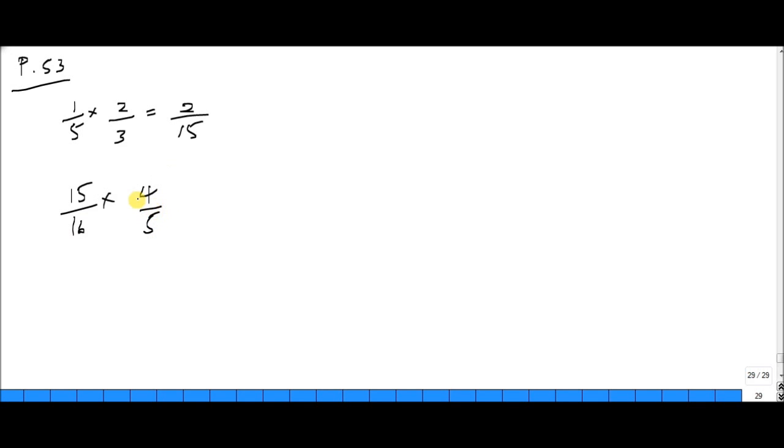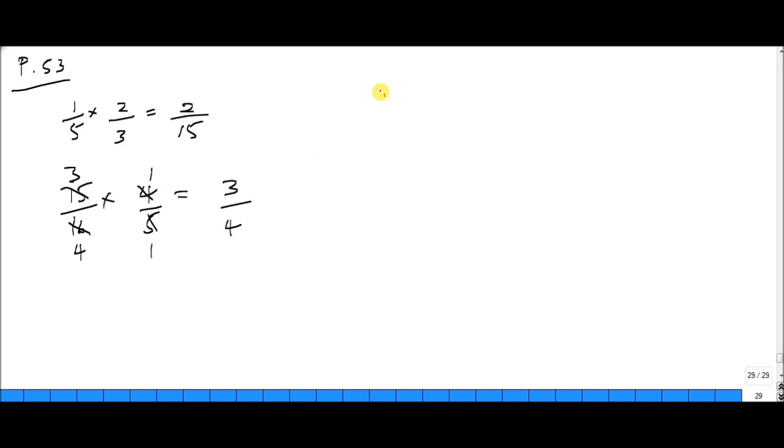4/5, and in this case they cross cancel. They say 4 into 4 will go 1 time, and 4 into 16 4 times. 5 into 5 1 time, and 5 into 15 3 times. Multiplying across now, they say 3 times 1 would be 3, and 4 ones would give us 4.